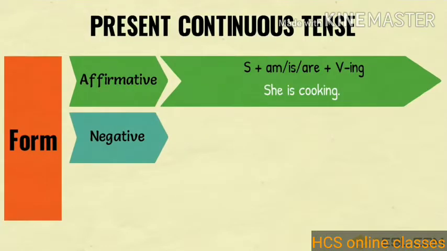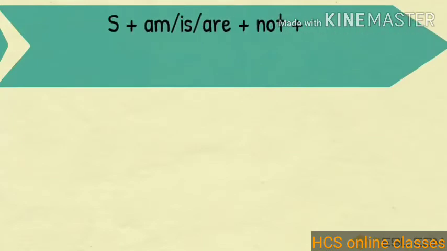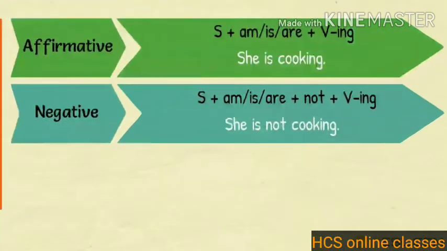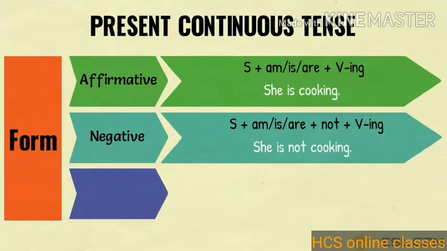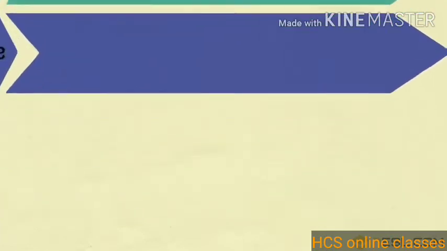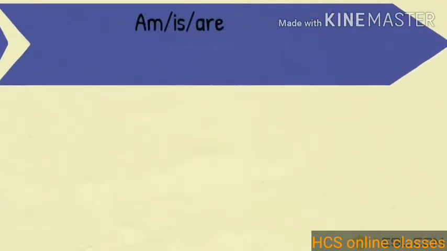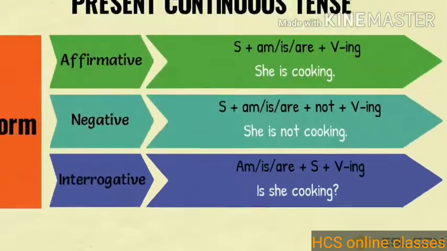Now for negative sentences, the form will be subject plus am, is, or are plus not plus ing form of verb. Example, she is not cooking. Same way, interrogative sentences, the form will be am, is, or are plus subject plus ing form of verb, that is V5. Is she cooking?